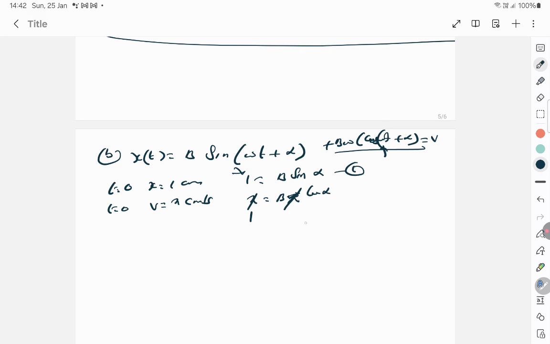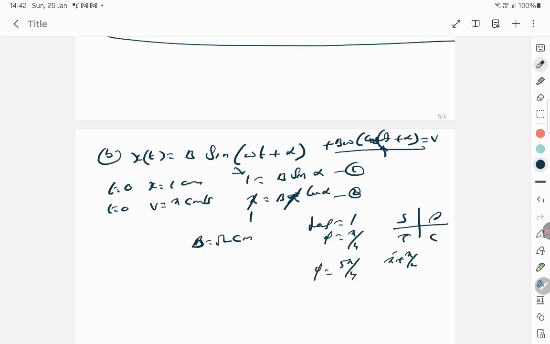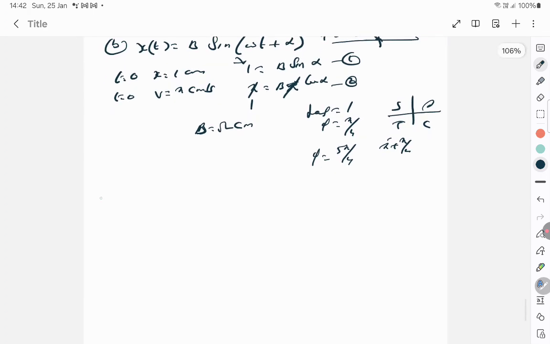Then squaring both sides and adding, you get b as root 2 centimeter, just like the previous method. And you divide 1 by 2, you get tan phi, which is also 1, which shows that it's pi by 4, or it can even be the third quadrant, pi plus pi by 4, which is 5 pi by 4. The initial phase can be two different answers. So that's all. I've done that. Let's go to the next question.